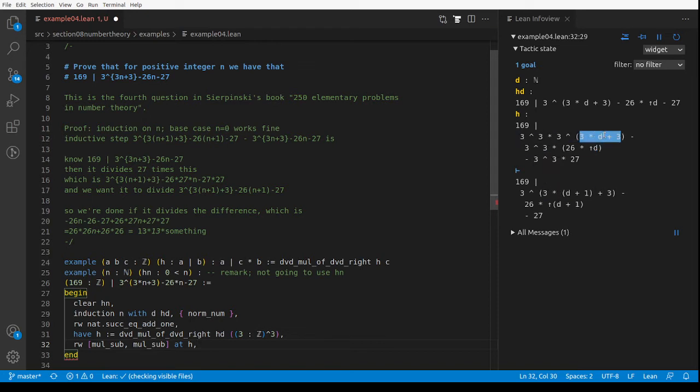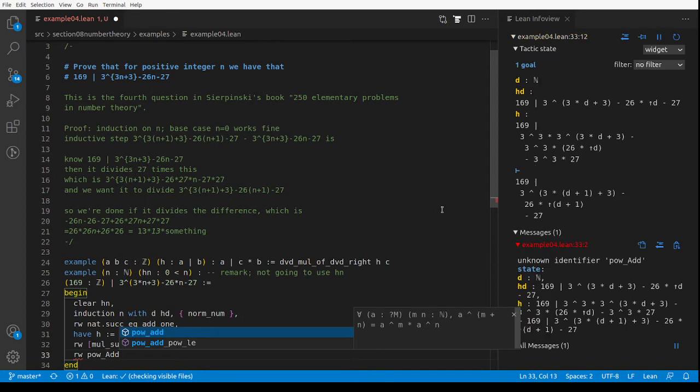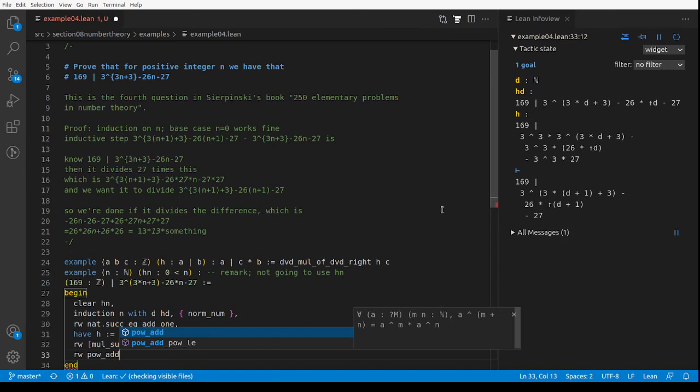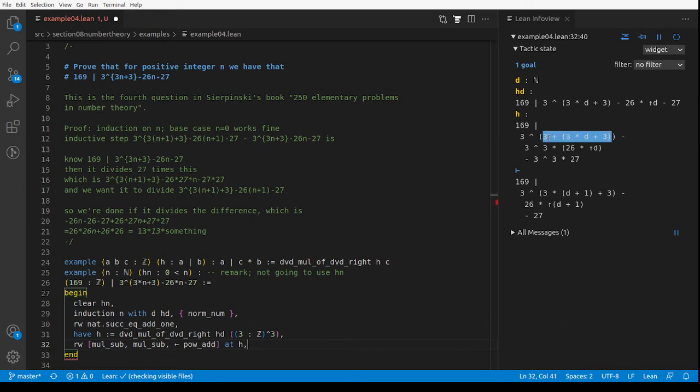I'm trying to turn this thing here into this thing here, because I think that it will somehow be easier to use. And now this is x to the a times x to the b is x to the a plus b. What will that be called? I don't know, pow_add. There is a pow_add, and indeed it is pow_add, but it looks like it's the other way. So I should rewrite left pow_add there. And now I've got 3 plus 3 times d plus 3.